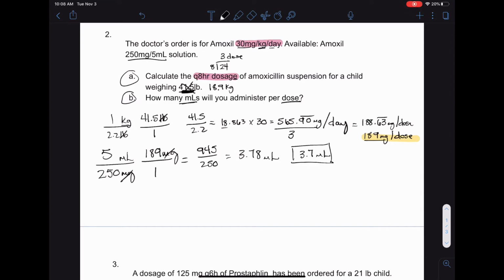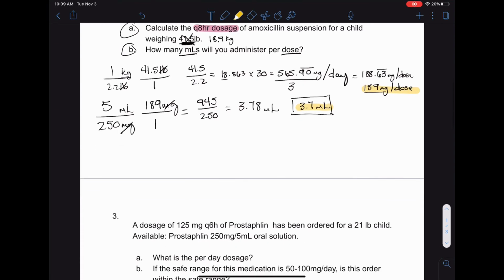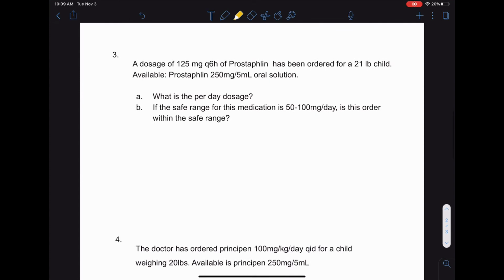All right. Number 3. The dosage of 125 milligrams q6 hours of prostophin has been ordered for a 21-pound child. Available is prostophin 250 milligrams per 5 ml oral solution. What is the per day dosage? And if the safe range for this medication is 50 to 100 milligrams per day, is this order within safe range?